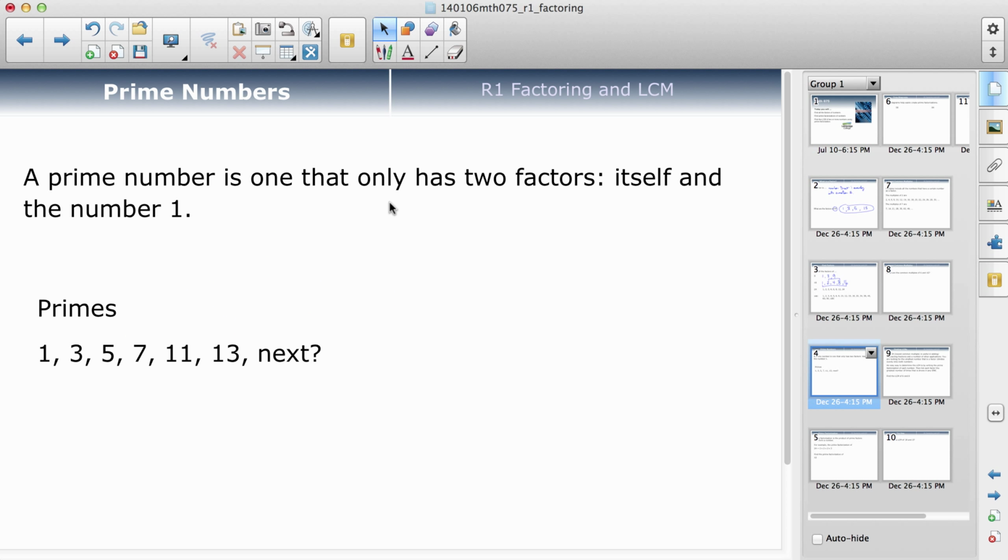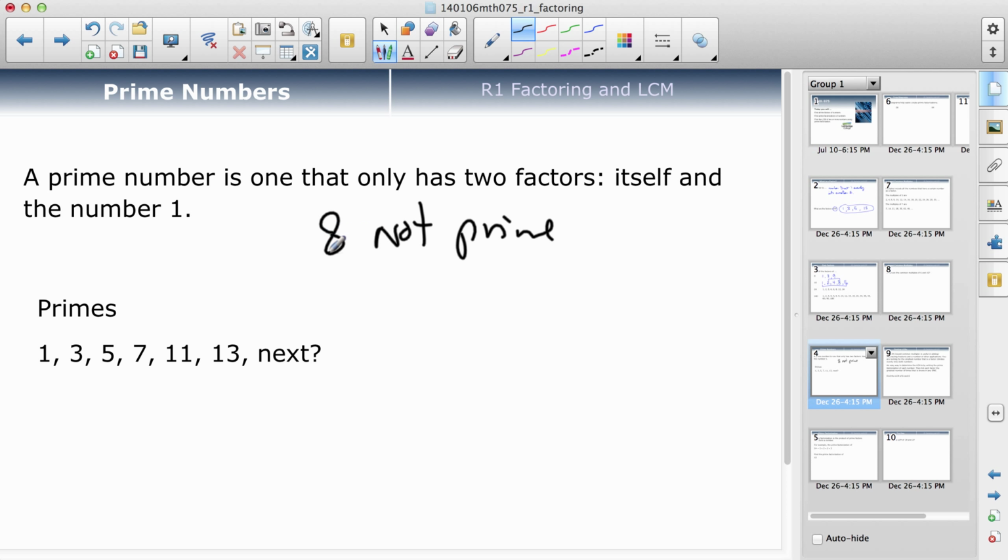Okay, so now that we know about factors, now we're going to look at finding prime factorization of a number. In order to figure out prime factorization of a number, you need to know what prime means. And prime basically means a number that only 1 and itself will divide into evenly. So, for example, if I had 8, 8's not prime because it has 1 as a factor and 8, but it also has 2 and 4 as factors. So because it has these extra factors, it's not prime.